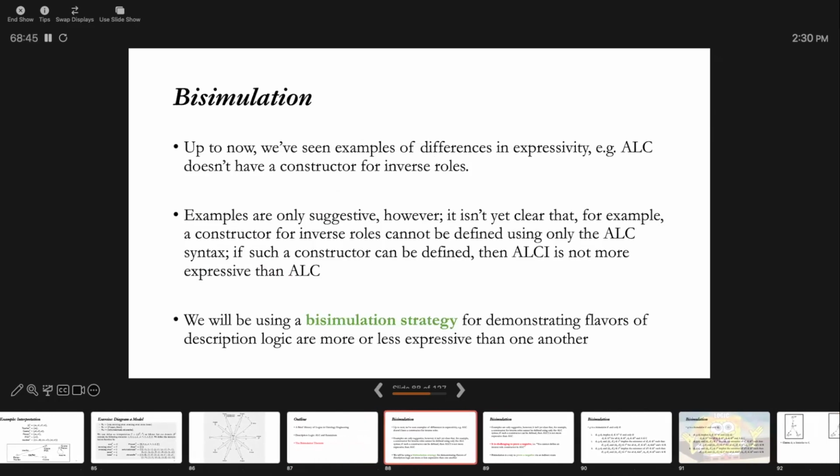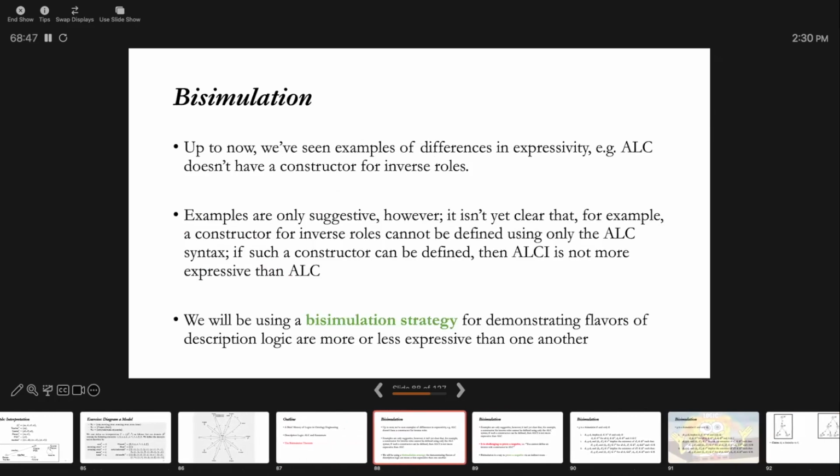Up until now, we've seen examples of differences in expressivity. ALC, for instance, doesn't have a constructor for inverse roles. So I added this thing. And I mentioned, I'm just saying you can't express this in ALC. I'm just saying you can't talk about inverses. I'll show you a proof later.